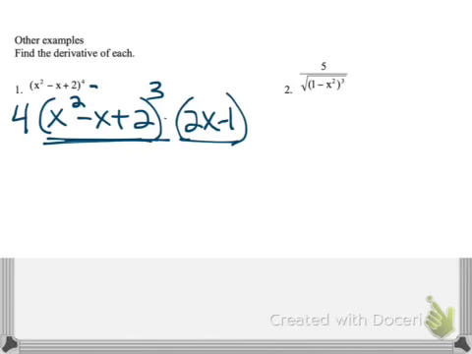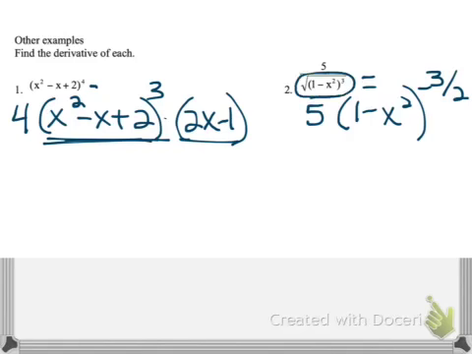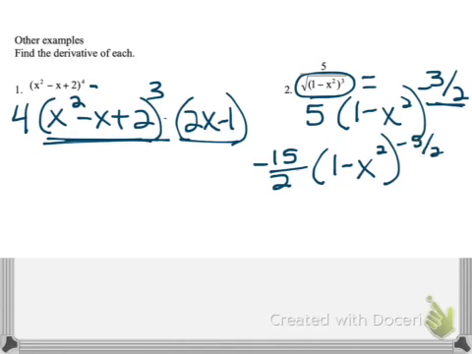Next one. First I'd write this as 5 times 1 minus x squared to the negative 3/2, if I just rewrite this as an exponent. We've done that before. Now I'm going to do the derivative of the outside, which would be the negative 3/2 power, so bring that down. So I'd have negative 15/2 times, leave the inside the same, subtract 1, so I'd have negative 5/2. Then I'd say times the derivative of the inside, which would be negative 2x.